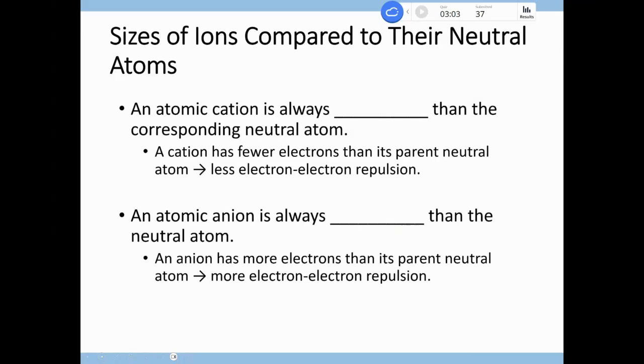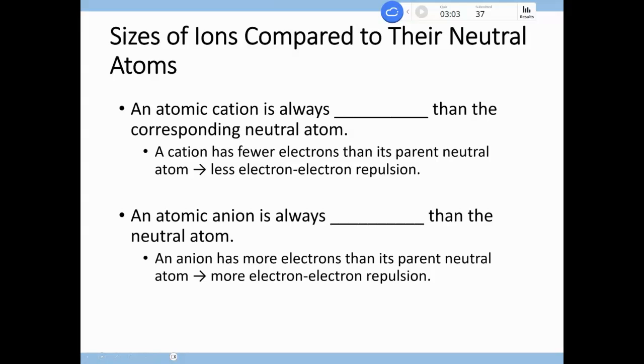So a cation, if you think about the number of electrons in a neutral atom surrounding a nucleus, they all feel some pull to the nucleus. They also repel each other, and that causes the electrons to spread out a little bit. By they repel each other, I mean the multiple electrons that are in the same shell. So electrons have a negative charge, they'll repel each other.